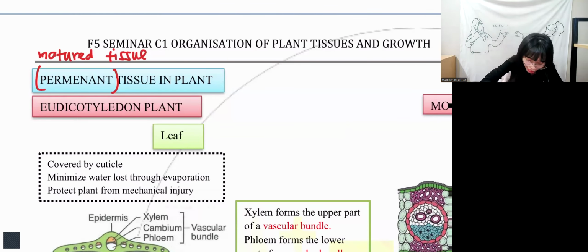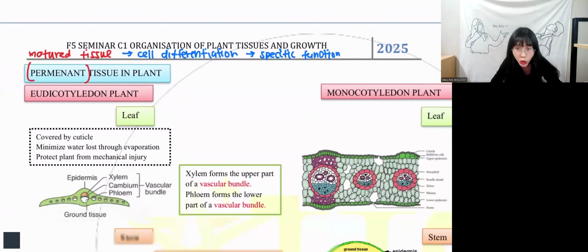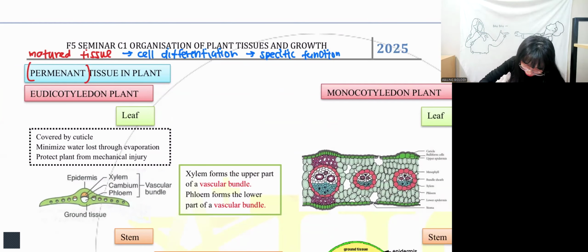Okay, mature tissue is because that they undergo a process called cell division. Cell differentiation. They undergo a process called cell differentiation. When they have cell differentiation, it means that they will have a specific function. So for every permanent tissue, they carry out differentiation, they will have a specific function. So this permanent tissue, right, actually we have 3 types. I will show you in question later, but the first example that we have is called epidermal tissue.